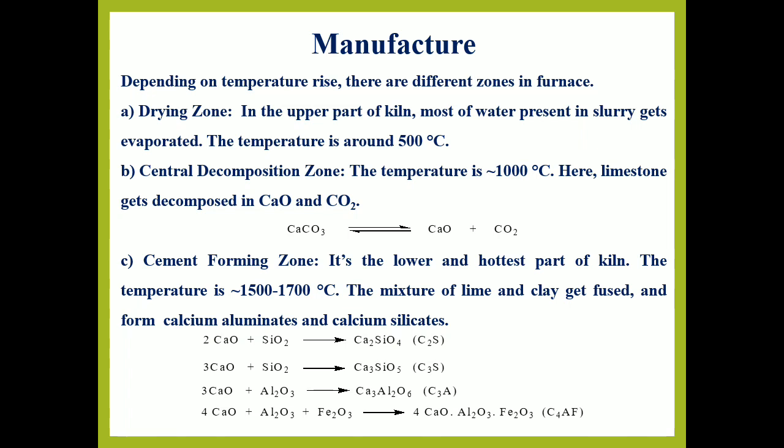If 2 moles of calcium oxide combine with silica, it produces dicalcium silicate, or it can produce tricalcium silicate. We can abbreviate them as C2S for dicalcium silicate and C3S for tricalcium silicate. Calcium oxide can react with alumina to form calcium aluminates, and in the presence of iron oxide, it can form calcium aluminoferrites.